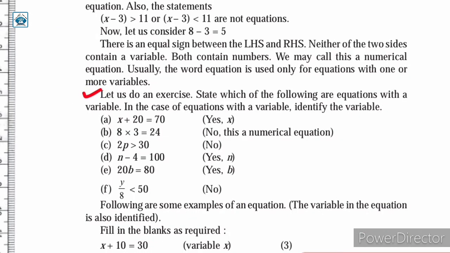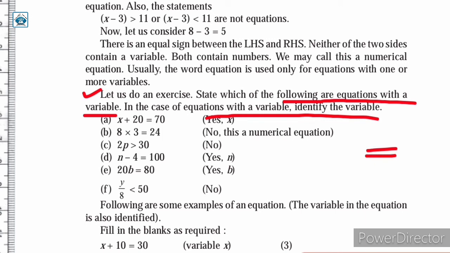Let us do an exercise. State which of the following are equations with a variable. In the case of equations with a variable, identify the variable. So the question is very clear. हमें बताना है कि कौन से equations है, यानी कि कौन से given equations में से equal to sign है, and if they have that then we need to find if it is in a variable. अगर variable है तो वो variable कौन सा है.